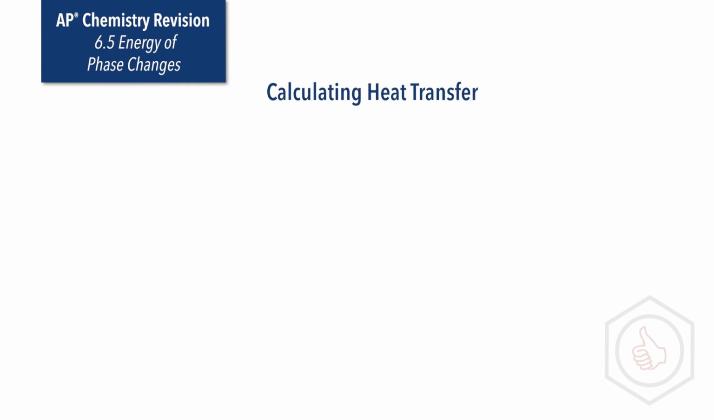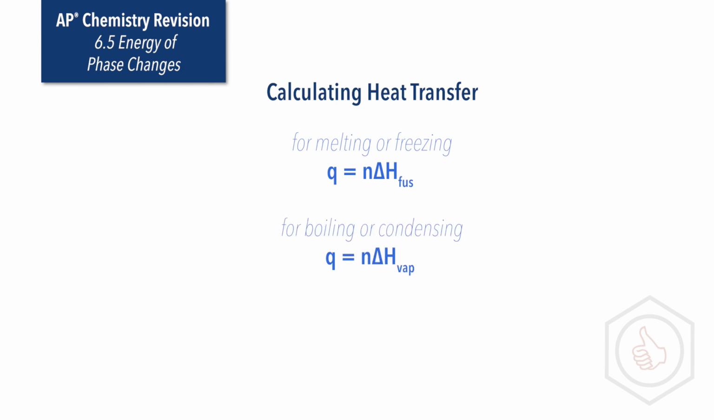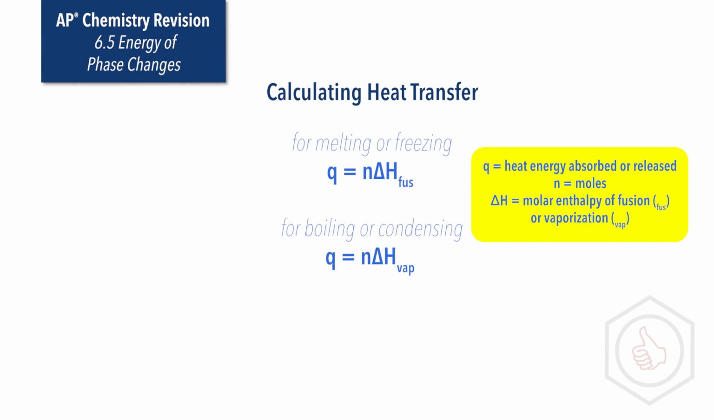We can use the number of moles and the appropriate molar enthalpy values to calculate heat transfer during phase changes, where Q equals n times the enthalpy change of fusion, and Q equals n times delta H vaporization for boiling or condensation, where Q is the heat absorbed or released, n is the amount of moles of substance undergoing the phase change, delta H fusion is the molar enthalpy of fusion, so melting and freezing, and delta H vaporization is the molar enthalpy of vaporization, so boiling or condensing.